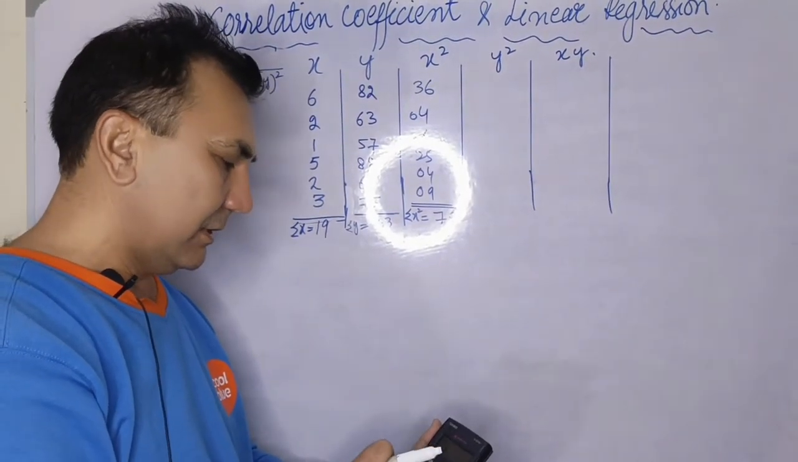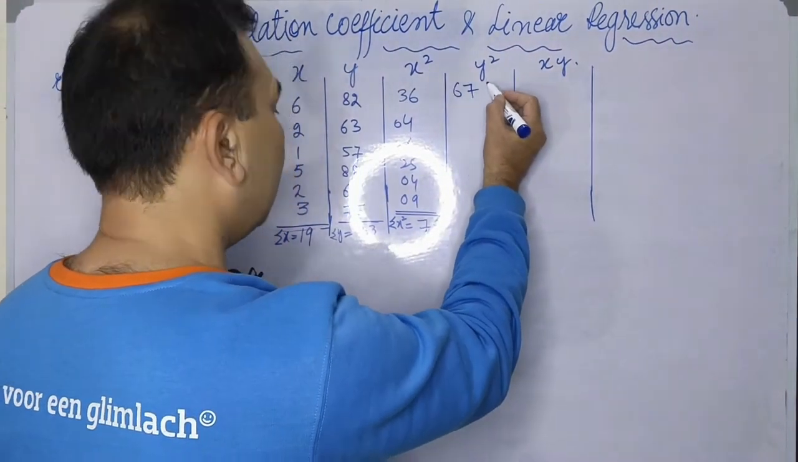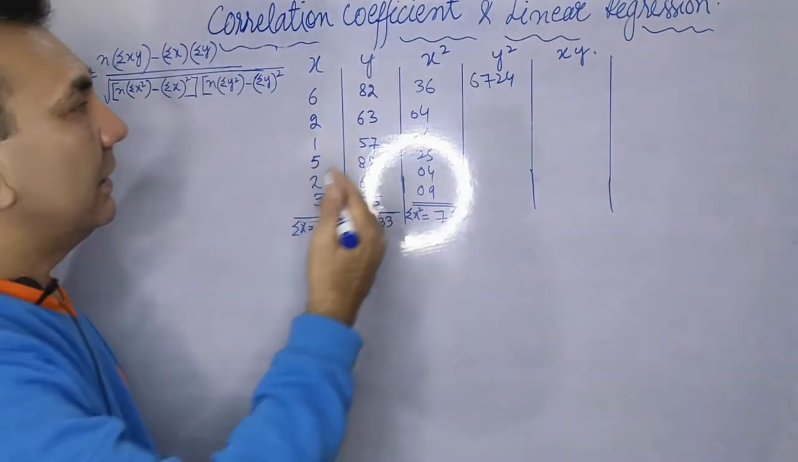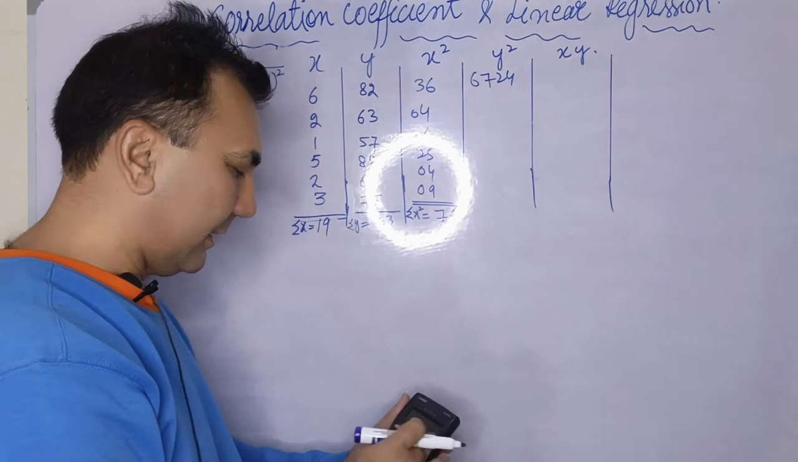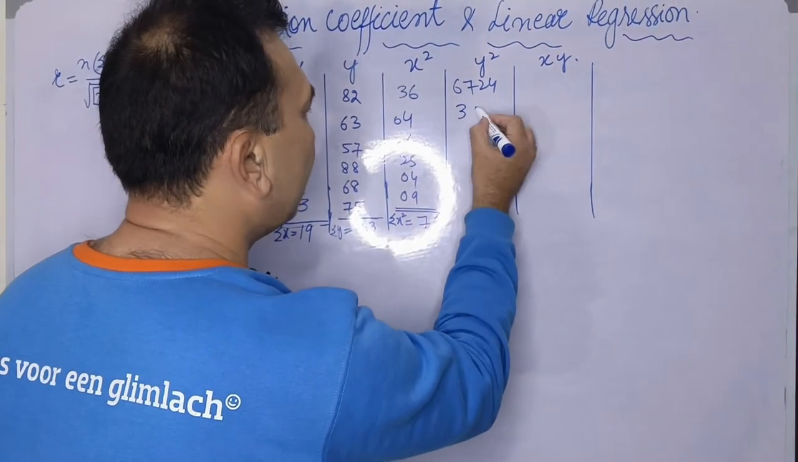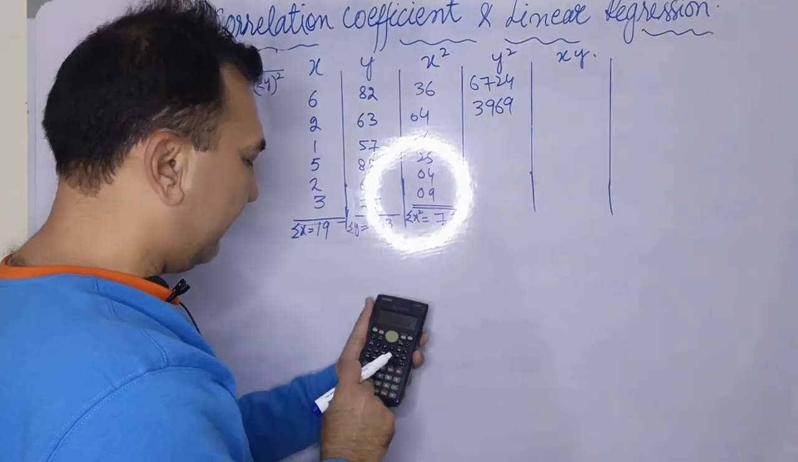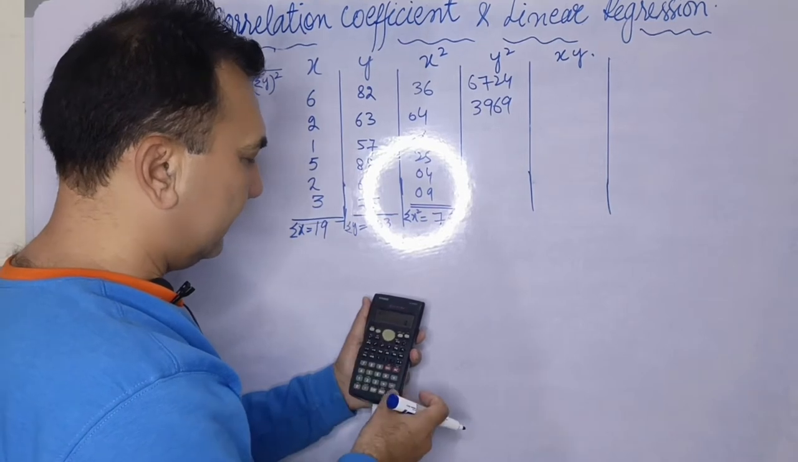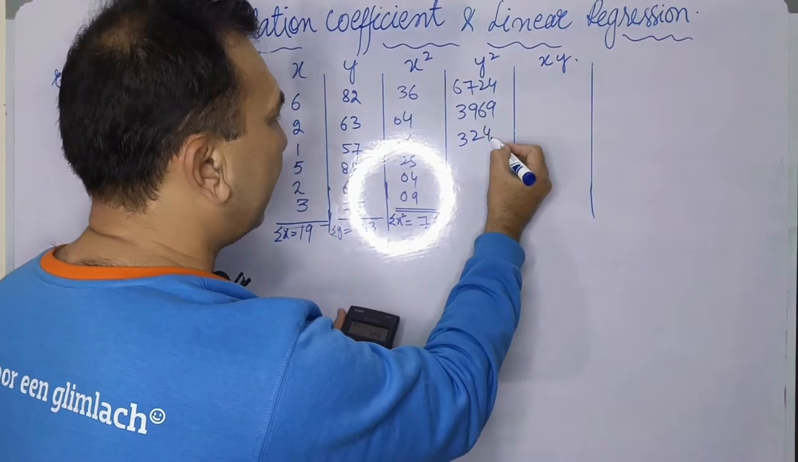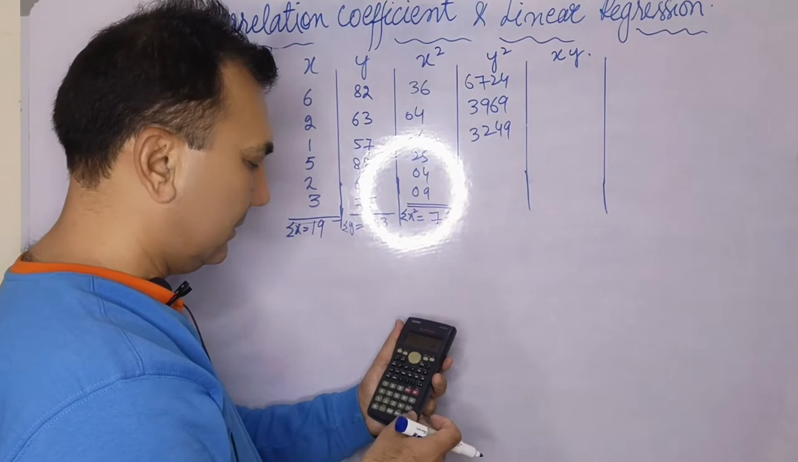82 squared comes up with 6724. Now again we square 63, which is 3969. Then we square 57, which is 3249.